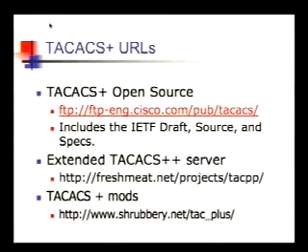TACACS Plus, there are open source implementations of TACACS Plus available. We have one on ftpeng.cisco.com. You can go and download it. There's also an extended TACACS+ server. It's a Freshmeat project. You can go there and download that, stick it on a Linux box, FreeBSD box, Solaris box, what have you. And then Shrubbery.net also has some various modded versions of TACACS available for download as well. So again, you don't have to go and buy anything to do this. Just take a Linux box, FreeBSD box you have lying around, download the open source implementation, and get started.